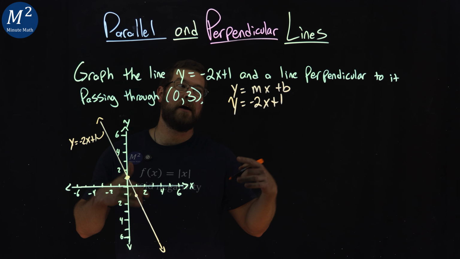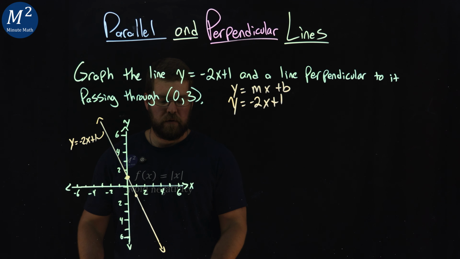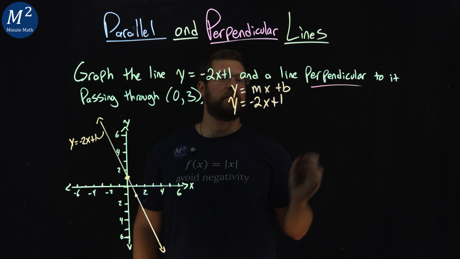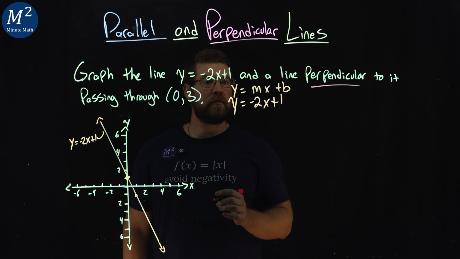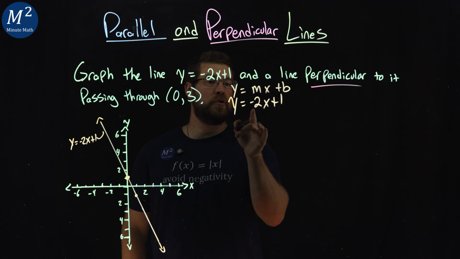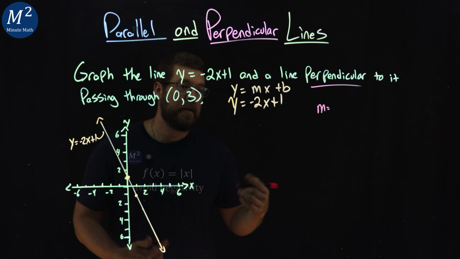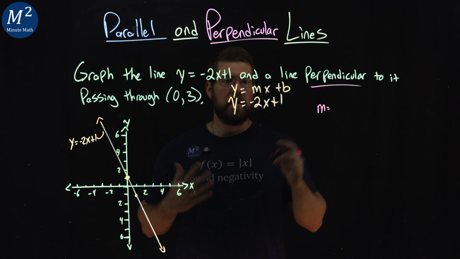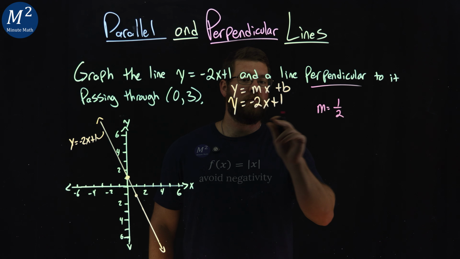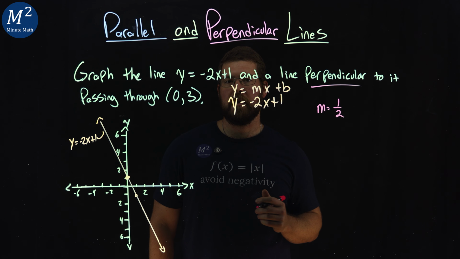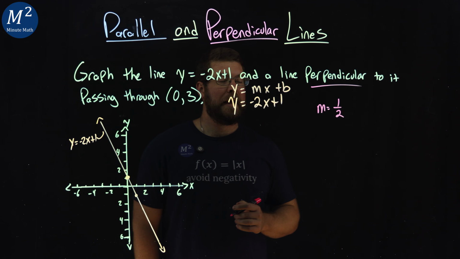We now need to graph our second line. So let's go here. It needs to be perpendicular to our first line. So our first line had a slope of negative 2. It told us here. So the perpendicular line has to have the negative reciprocal of that, which is a positive 1/2. Remember, negative becomes a positive, and 2 becomes 1 over 2, right there. So we have a slope of 1/2.